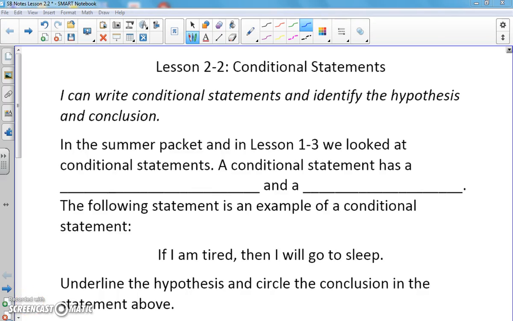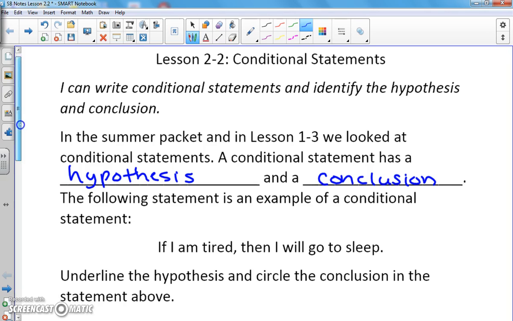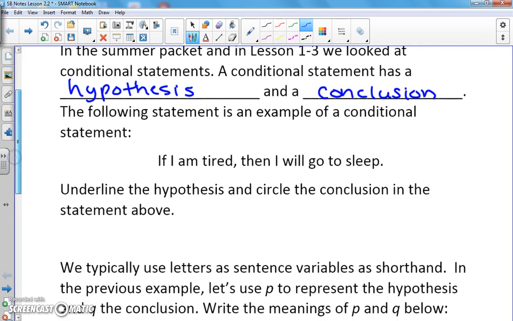Lesson 2.2, Conditional Statements. Our job in this lesson is to understand how we put together logical arguments. So in the summer packet and in Lesson 1.3, we looked at conditional statements. A conditional statement has two parts, a hypothesis and a conclusion. Here's an example of a conditional statement. If I am too tired, then I will go to sleep. I want you to underline the hypothesis and circle the conclusion.